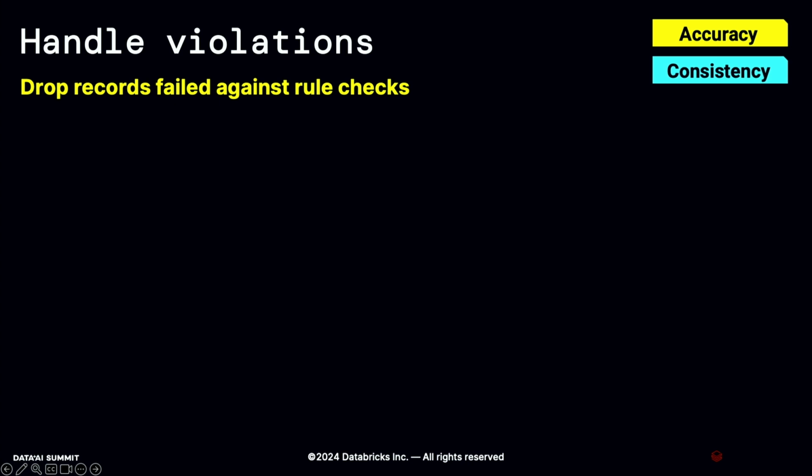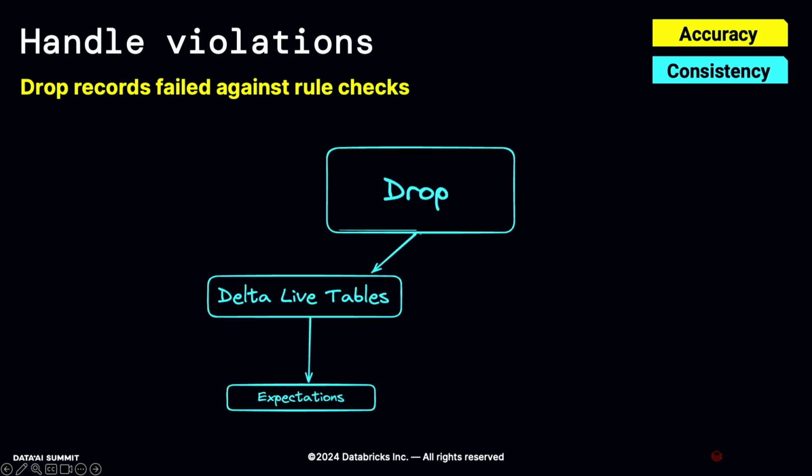Now, once you identify inconsistencies and inaccuracies, you want to handle those violations. First action you can do is to drop the records. Again, with Delta Live Tables, you can just set on violation drop records. All the dropped records, all of your data quality metrics are automatically logged in event logs, and you can query it using DB SQL afterwards.